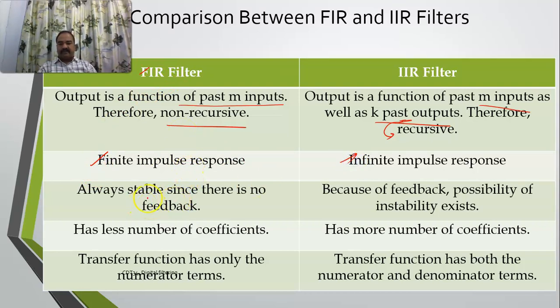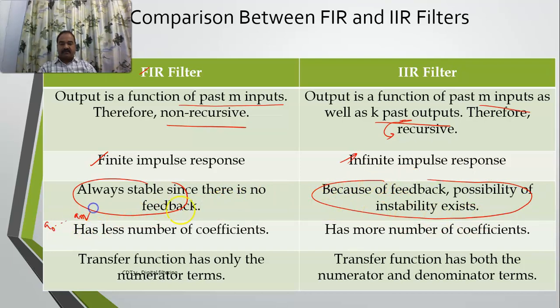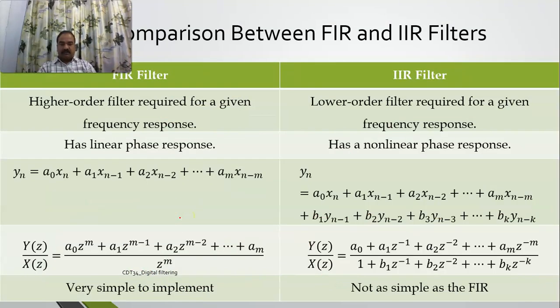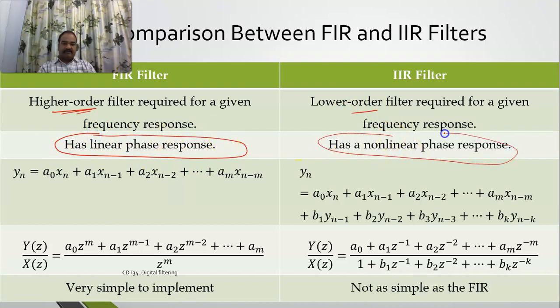Since there is no feedback, this always remains stable, whereas it may vary depending upon your feedback. The number of coefficients is limited. You do have from A0 to AM, but here, apart from this, you do have from B1 to BK also. It is having denominator terms also, whereas here you will be getting only numerator terms, and that too they are dependent on inputs. But here, both are input and also outputs. And also, you do require a higher order filter for this one, whereas here you do require a lower order filter. Okay. And it has a linear phase response, as already I mentioned in the very first slide. Whereas this will be having a non-linear phase response.